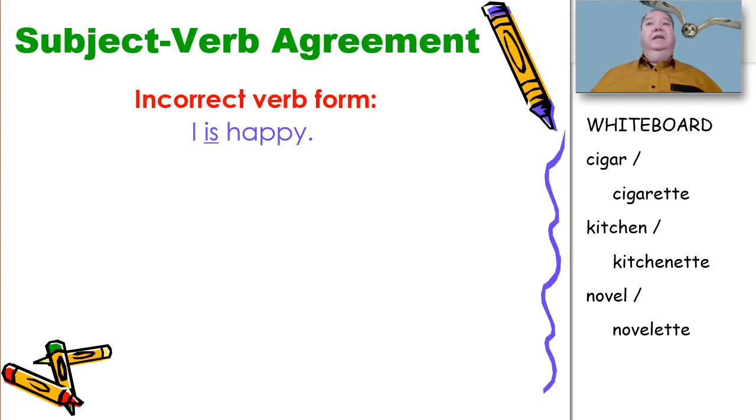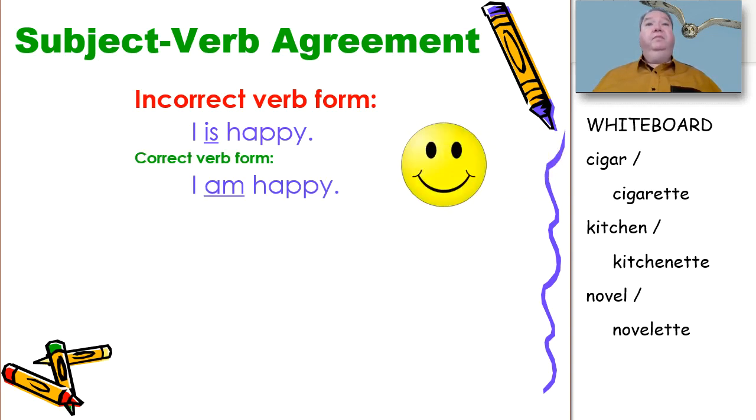Let's look at an incorrect example here. Okay, I said you need the correct one. This is an incorrect verb form. I is happy. I is happy. Does that sound correct to you? I hope not. Why do you know it's wrong, though? How do you know it's wrong? Because you've heard the correct form enough times that hopefully you recognize that this is incorrect.